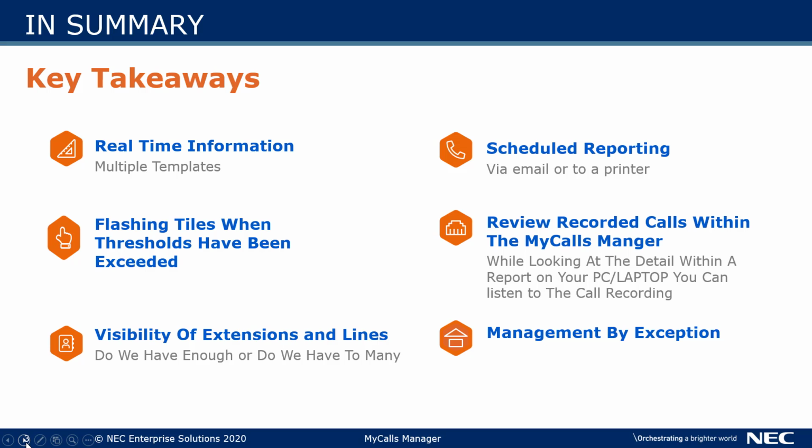Some of the templates you may want to have some flashing tiles, like calls in a queue that have been waiting for more than 10 seconds. And if you've got that information, by having an additional user license, maybe on a screen on the sales floor or the technical support, that tile can flash and hopefully somebody can start taking some action. Visibility of extensions and lines, who's doing what and how long for, and how many lines are busy at any one time. Scheduling reports, you don't have to go off and find them.